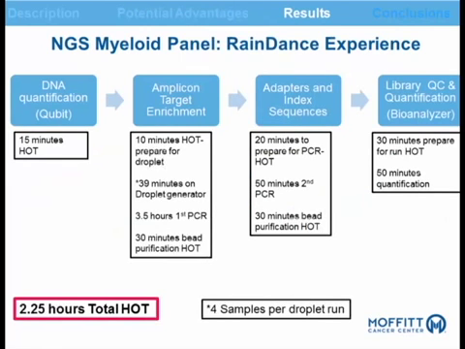So what was our experience with the workflow? Well, the short description is it was much quicker. In our lab, our library prep technician routinely can do this now in 2 days, very comfortably. I'd like to point out that there's no library quantification at the end, and the total hands-on time was 2.25 hours, and this is reproducible on a 4 sample per droplet run basis.